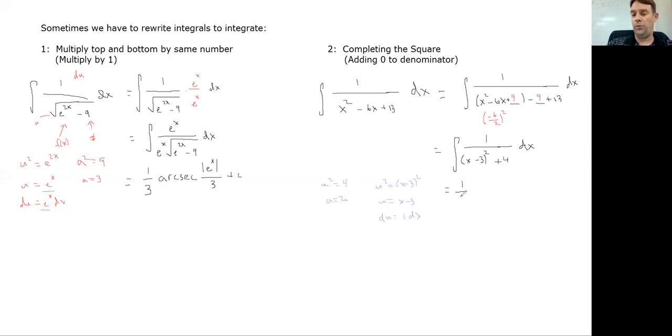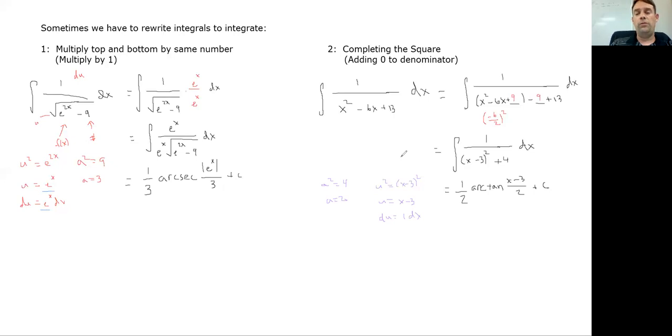So 1 over a, so 1 over 2, arctangent of u, and u was x minus 3, divided by a, so divided by 2, plus c.